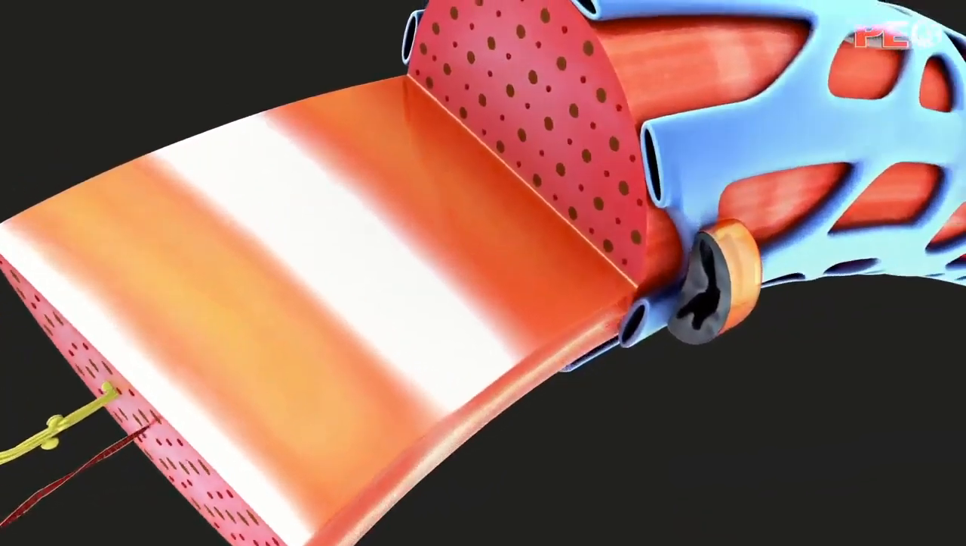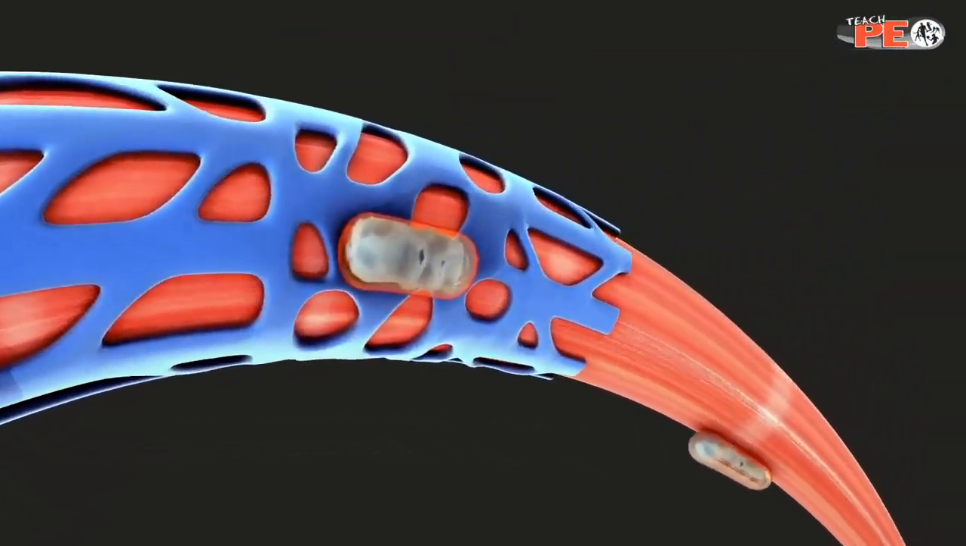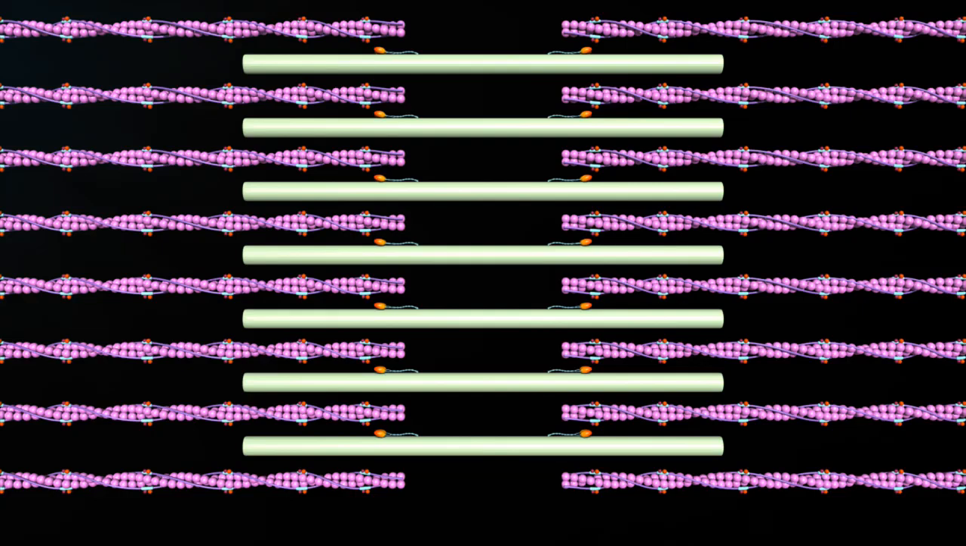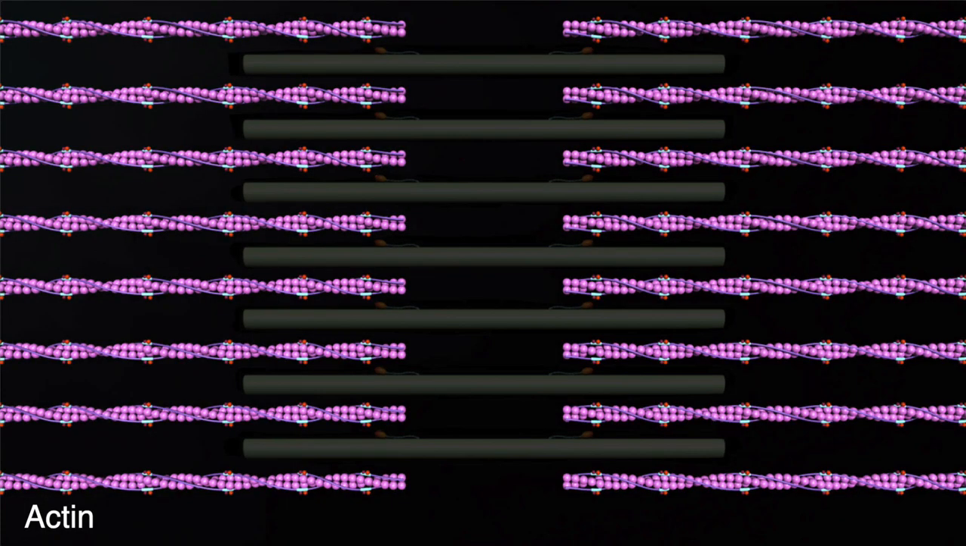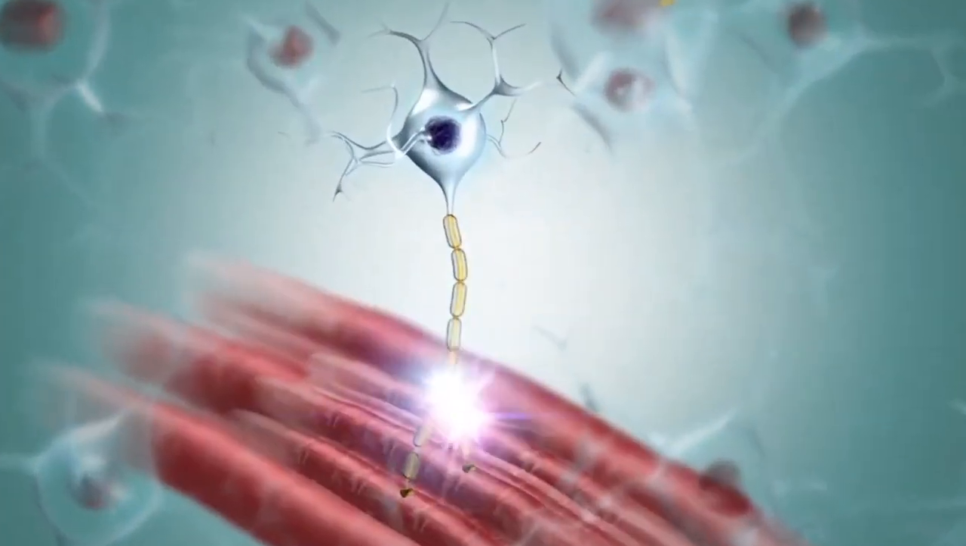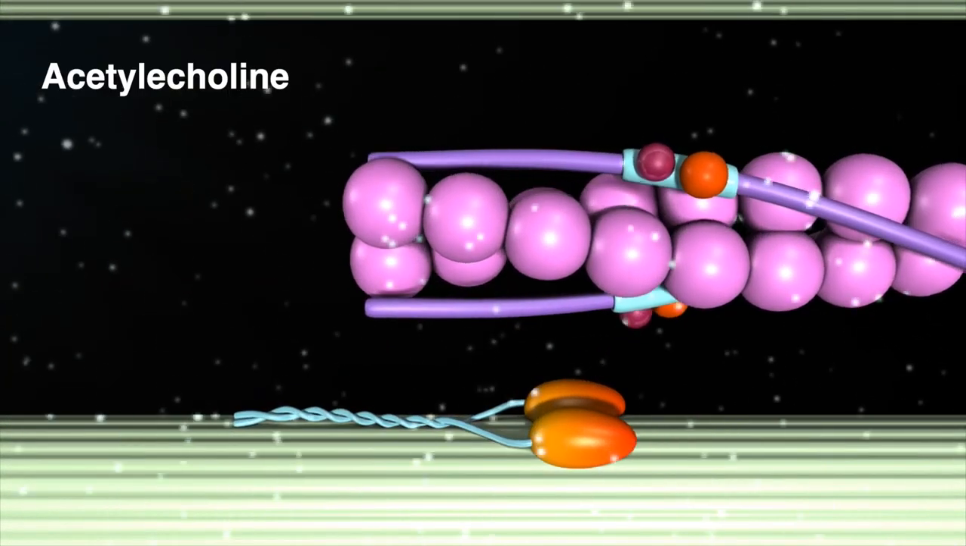Each myofibril can be broken down into functional repeating segments called sarcomeres. If we look at a two-dimensional model of a sarcomere, it consists of actin and myosin. When a nerve impulse arrives at the muscle, it causes a release of a chemical called acetylcholine.